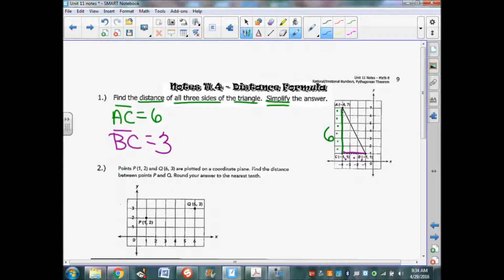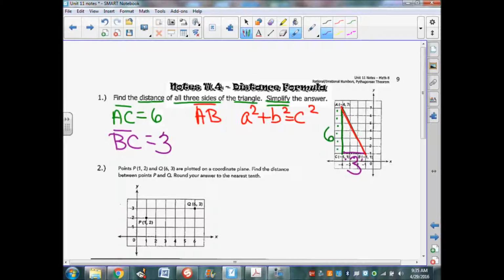I'm left with trying to find the length of AB. Now, AB is a diagonal line. I can't count the boxes. But we know that it's a right triangle. We have something to use to find the sides of a right triangle that we've been using all along. We're going to use Pythagorean theorem because we already have some information. We have two sides. We've got to find the hypotenuse.